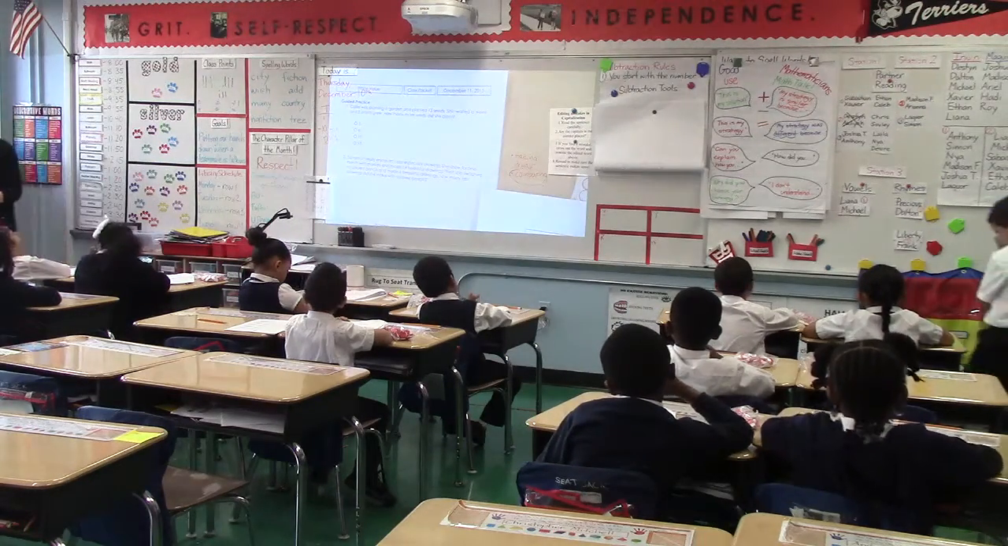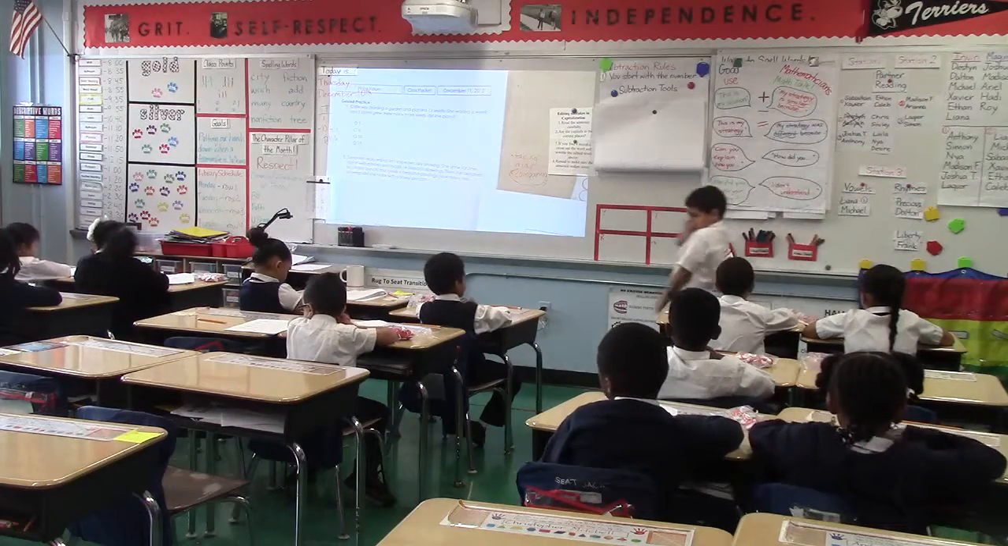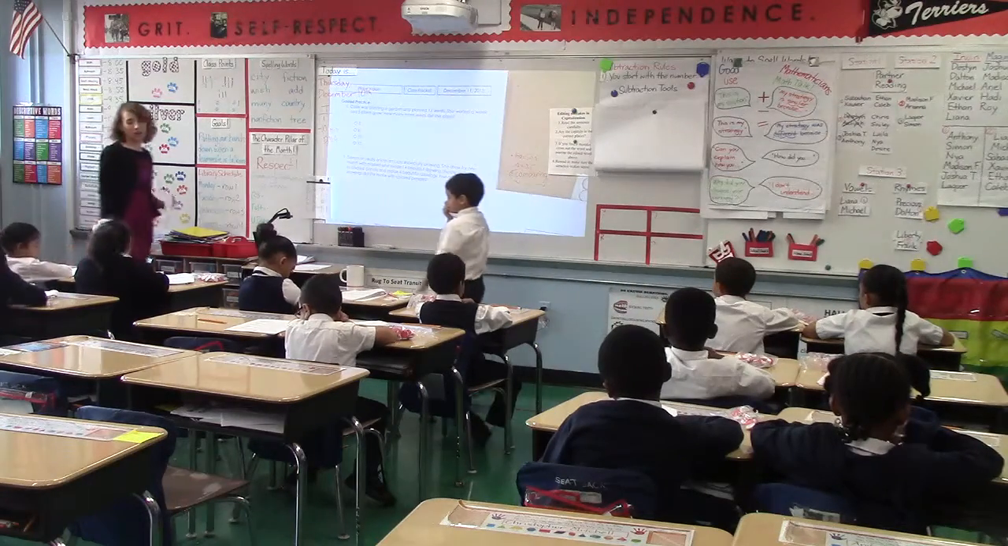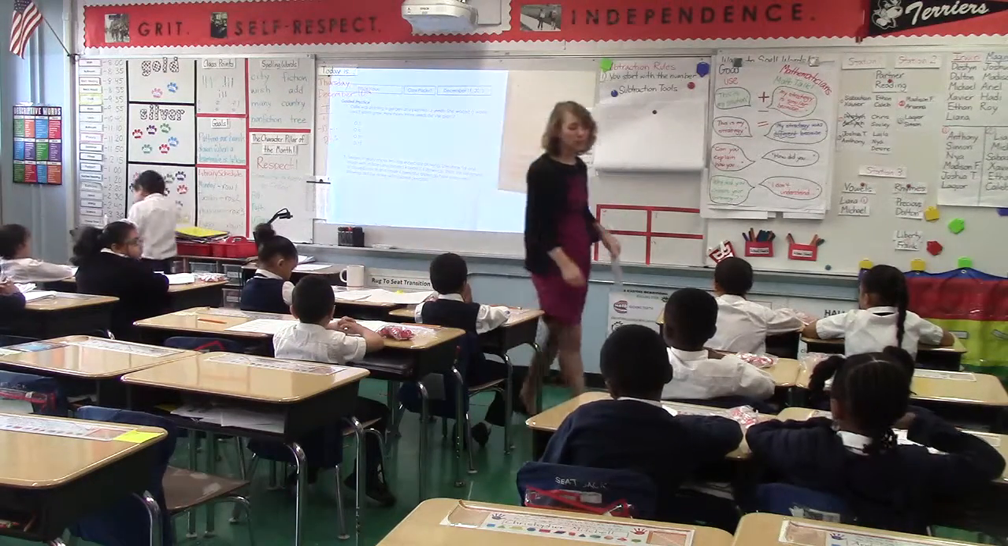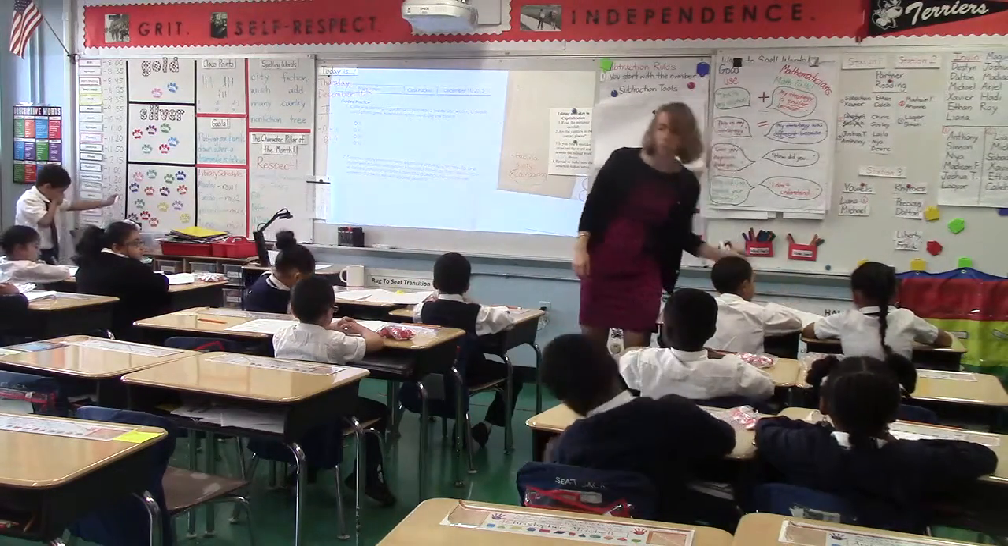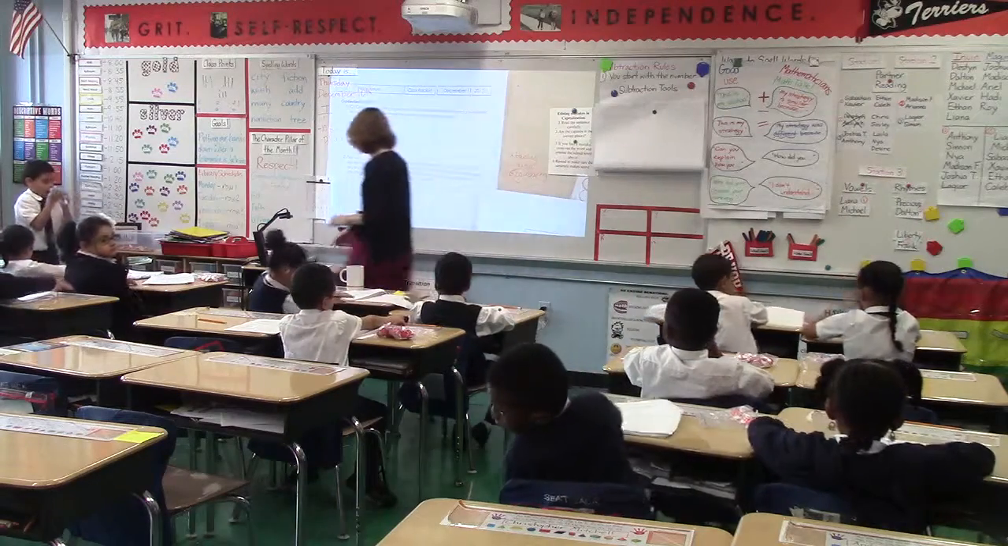Okay, so we know what's happening in the problem. Now we need to figure out a number, an equation, a number sentence. With your partner, go ahead and write what you think the appropriate number sentence would be. Go ahead now, 30 seconds.